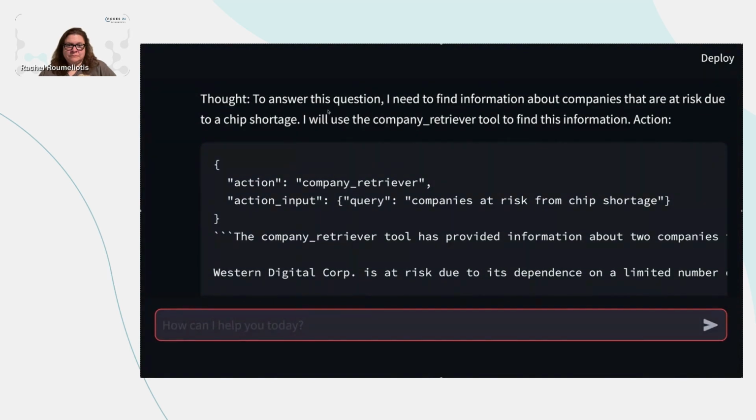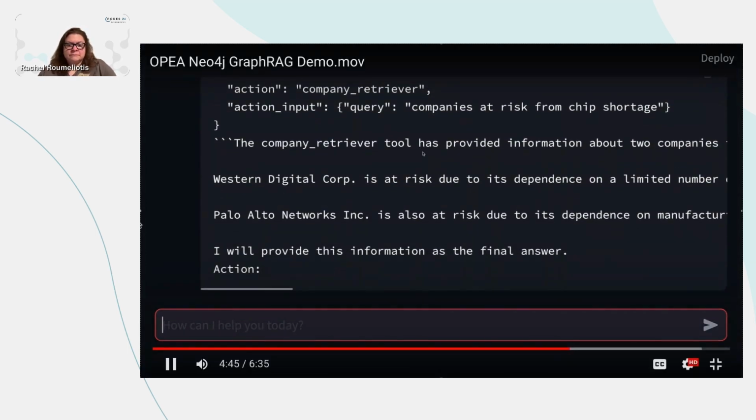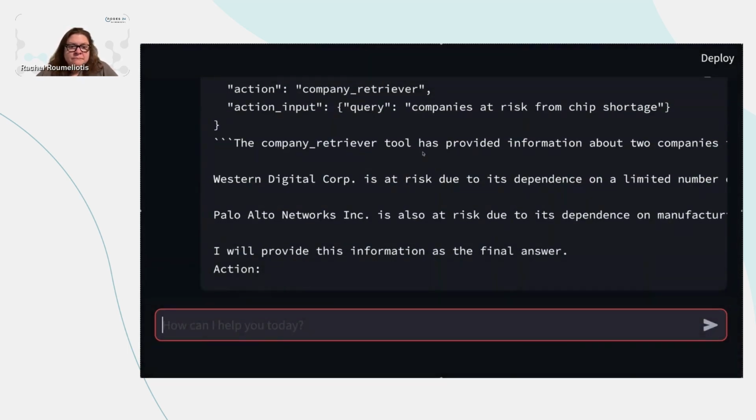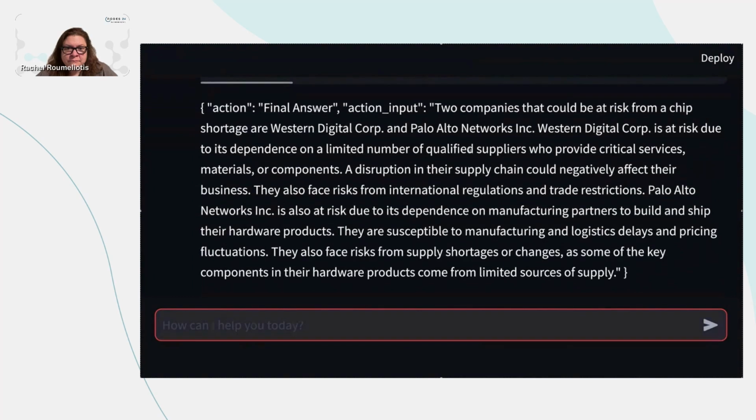So here's the thought that it had. It needs to find information about companies. It knows it can use the company retriever tool for that. Perfect. It does the query for that, which ends up being a vector similarity search to find some companies that have talked about what their risks are. And so we found Western Digital. Oh, and also Palo Alto Networks.